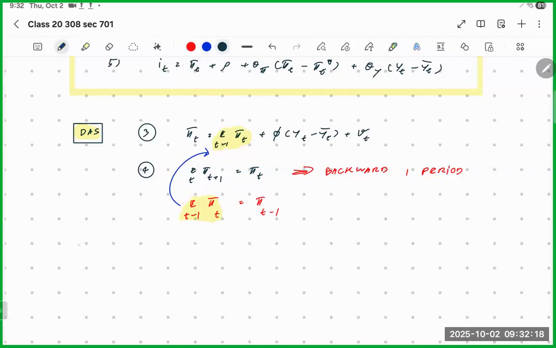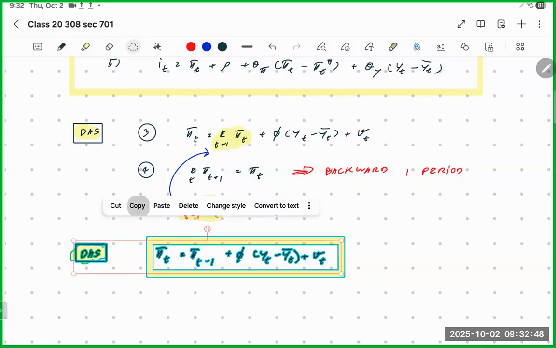Then after we plug it in, we're going to get the dynamic aggregate supply equation, which is pi t equals pi t minus 1 plus phi times (yt minus yt bar) plus vt. Okay, this is the dynamic aggregate supply equation, which comes from combining equation 3 and equation 4 together. I'm going to copy this one.